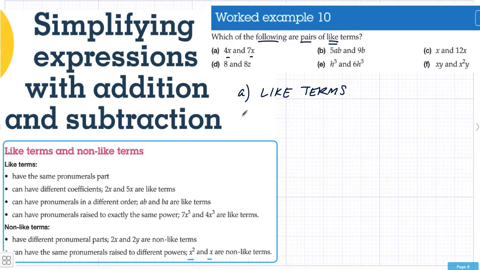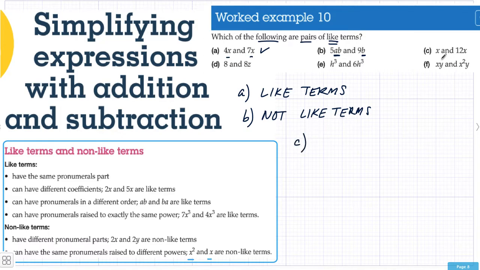They both have x. For part B, we've got 5ab and 9b. Well, here we've got an AB. This term has an AB. This one has just a B. It doesn't have an A with it. So these two things are not like terms. And that's because in order for them to be like terms, you would have had to have an A on there. So it's like an AB and a BA. So they're not like terms.